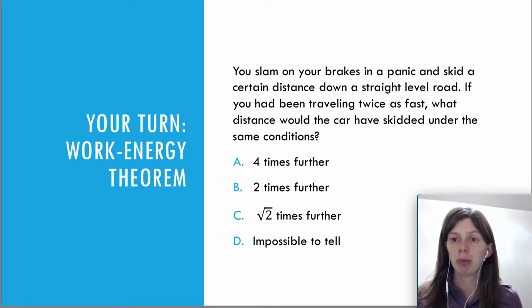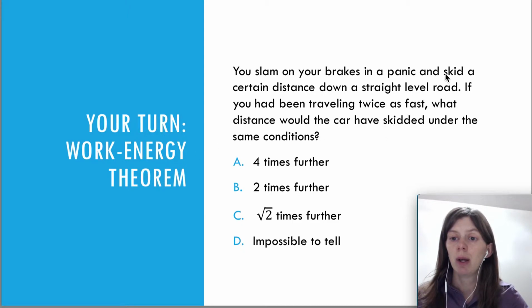You slam on your brakes in a panic and skid a certain distance down a straight level road. If you had been traveling twice as fast, what distance would the car have skidded under the same conditions? So you might look at this and be like, I have no idea. But it's in the work kinetic energy video, so maybe it has something to do with that.